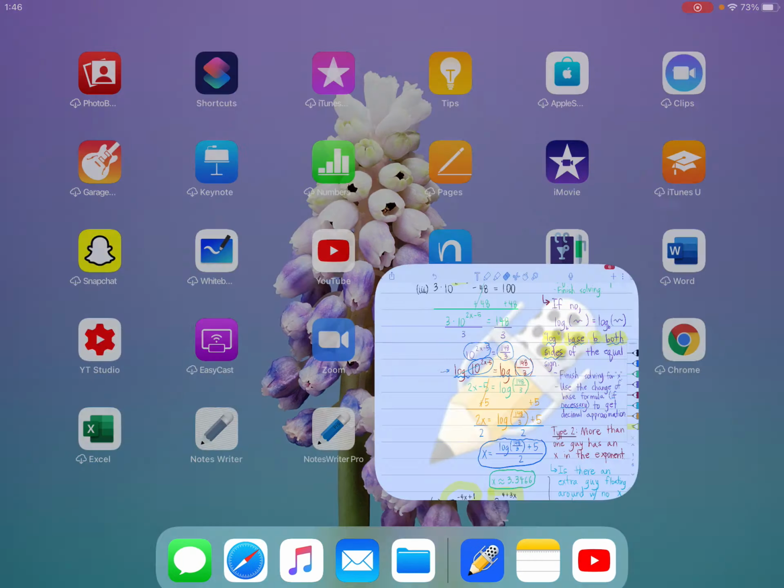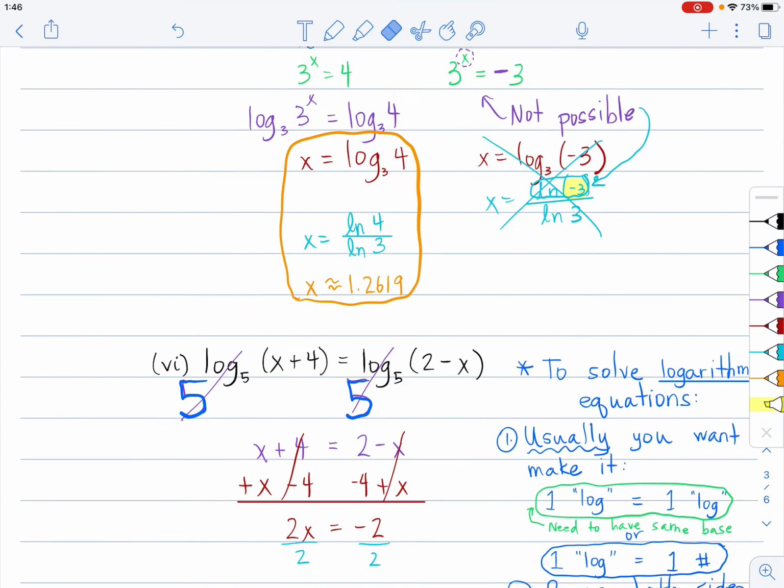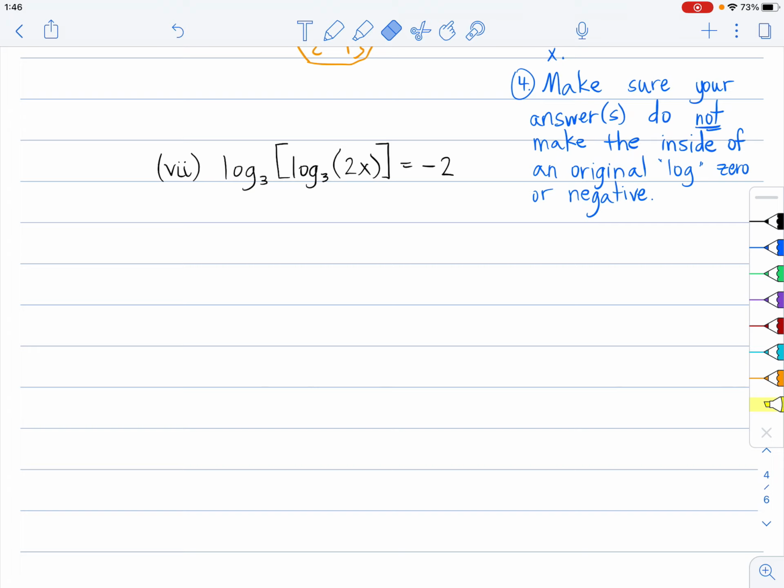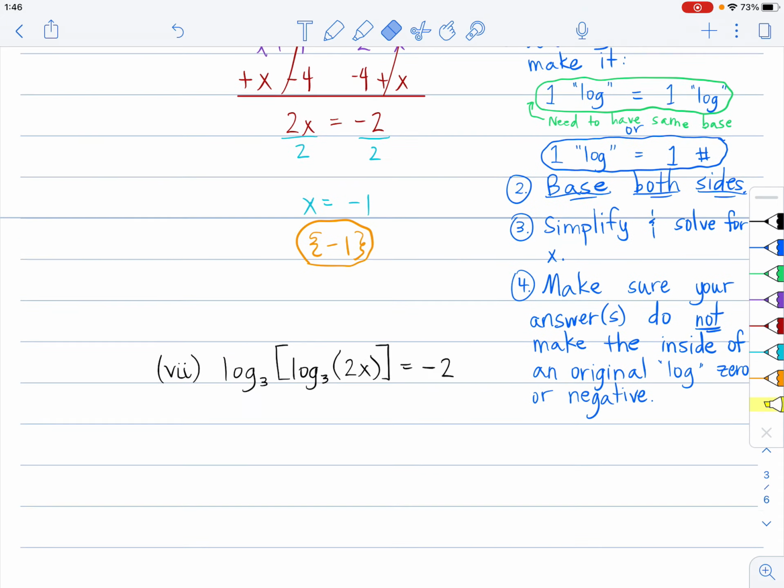Next, this guy, number 7, log base 3 of log base 3 of 2x is equal to negative 2. This is one log equal to one number. Once I have one log equal to one number, I am ready to base both sides. So I get to 3 both sides.